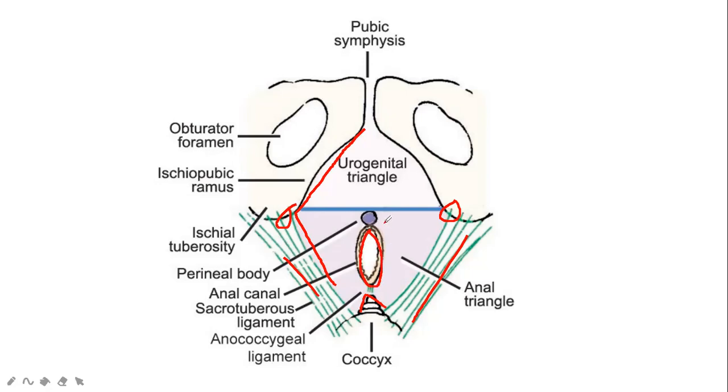And then lateral to the anal canal, we have this space that will be filled with fat. That space is what is called the ischiorectal fossa. That is filled with fat, right?